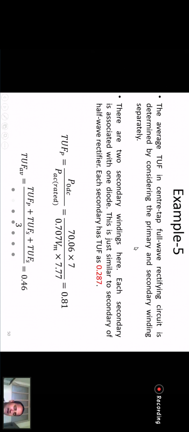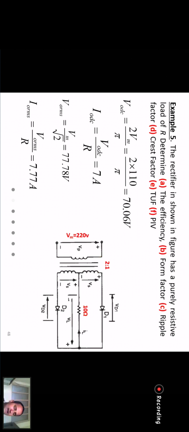So please refer to these textbooks and try to solve this problem. Because these problems are quite simple, we have already done this type of problem in analog electronics. If you are not confident, please refer to the textbook. It's clearly given in the textbook. If you have any problem solving this, we can discuss in the next class.